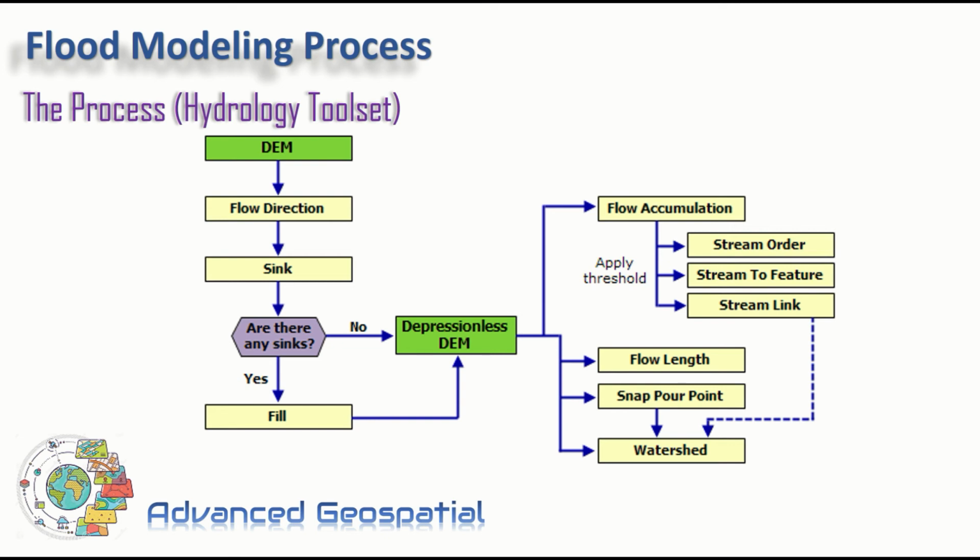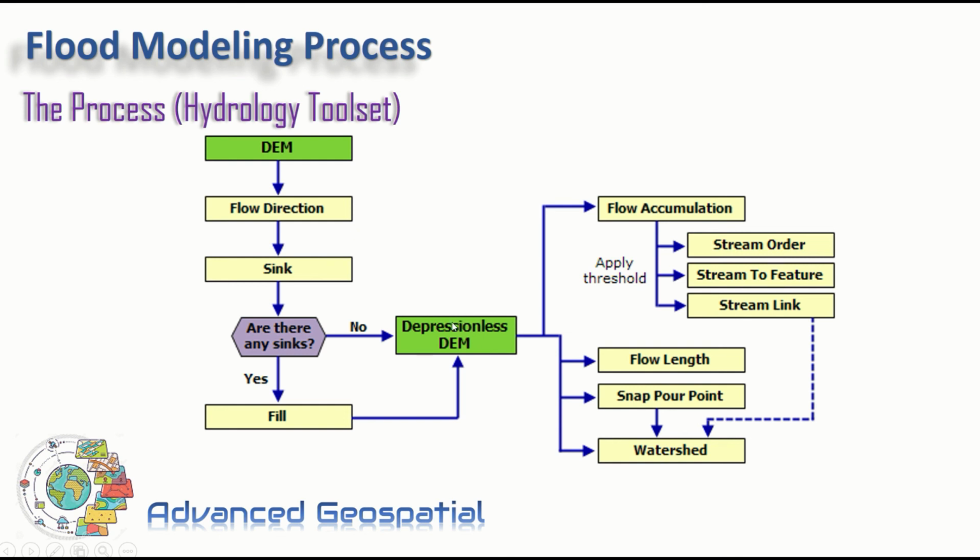There is a little difference. Most of the steps are the same in ArcHydro and ArcGIS Spatial Analyst, but the only difference you can see is that in Spatial Analyst, you calculate the flow direction first and then you identify the sinks. In ArcHydro, the first step is you fill the sinks without finding them. You can, of course, find and then analyze the DEM, but the first step is to fill the sinks and then calculate the flow direction. But in ArcGIS Spatial Analyst, you first calculate the flow direction, then find the sinks. If there are sinks, fill them. If there are no sinks, then you get a depressionless DEM.